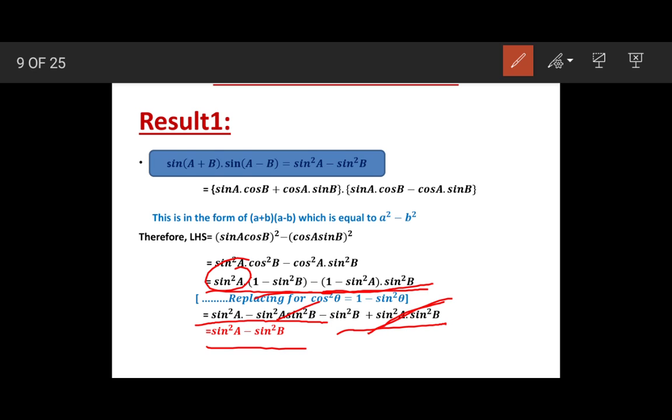Okay. So what is result 1? Result 1 is sin(a plus b) into sin(a minus b), that will be sin square a minus sin square b. Okay. So result 1 is clear.